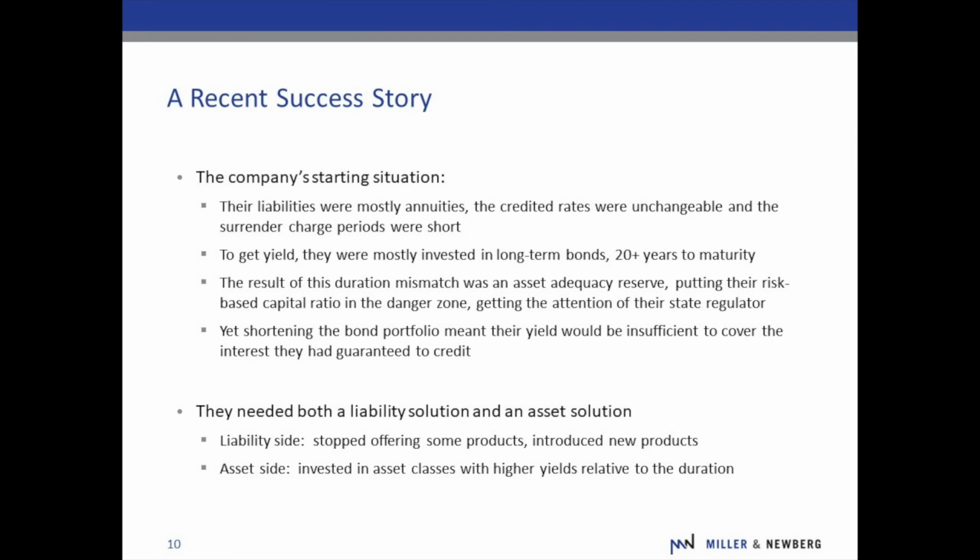On the liability side, we took a look at all of the products that they were offering, and we had them stop offering some of their products. And some of these products were products that other companies could profitably and safely offer. But in their situation, they needed to have products that broke even quickly, products that didn't create a lot of surplus strain at issue, products with longer surrender charges when it came to the annuities. And so we revamped their product portfolio, had them stop offering much of what they were selling, and introduced new products that if they sold these new products, it would help them.